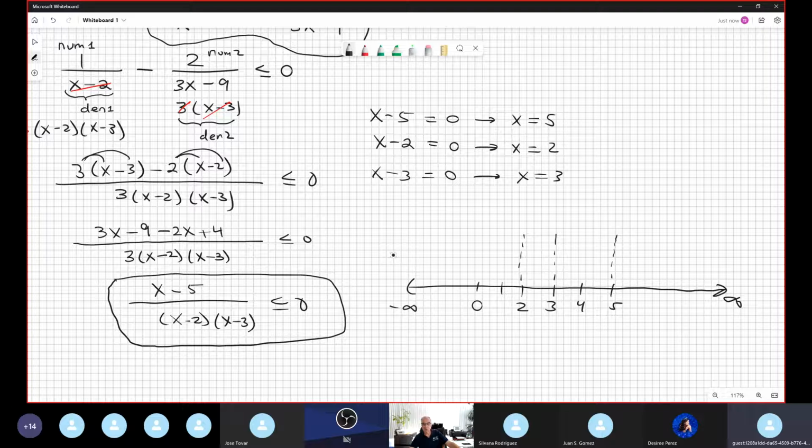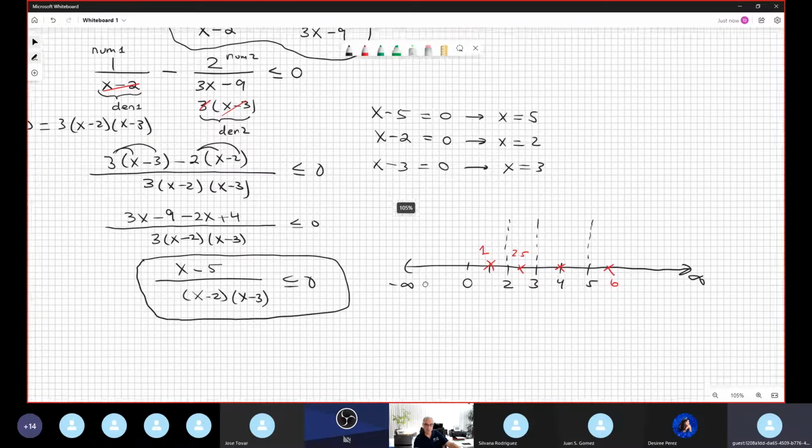Okay, we have 3 partitions, we have 4 intervals, and you select an arbitrary testing point inside each interval. Suppose I select 1 or 0, or negative 1 or negative 2. I select here in the middle 2.5. I select here 4 maybe. I select 6, 7, 8, 9, either. The answer doesn't change. So you select 1 truly testing point inside each interval. Now ready to test this point.